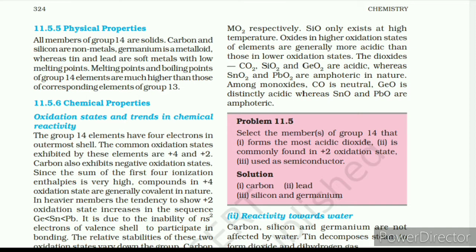Problem 11.5. Select the member of group 14 that forms the most acidic dioxide, is commonly found in +2 state and is used as a semiconductor. Solution. Number 1. Carbon.